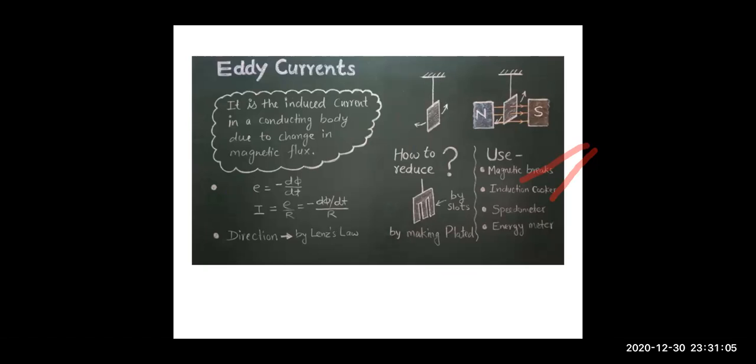So eddy currents of large magnitude are produced by providing, children, a varying magnetic field. As the magnetic field is changing very rapidly, the eddy current produced will be of larger magnitude, and hence if more eddy current is produced, more heat will be produced, and that will melt a metal quickly, and similarly it will cook the food faster, right children? Next is, it is used in speedometers, and last is, it is used in energy meters. So these are the applications of the eddy current. This is it children.